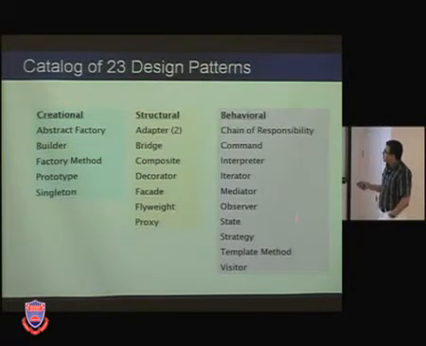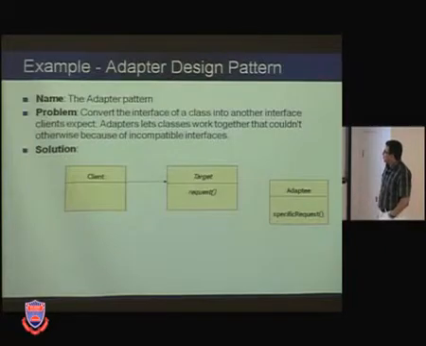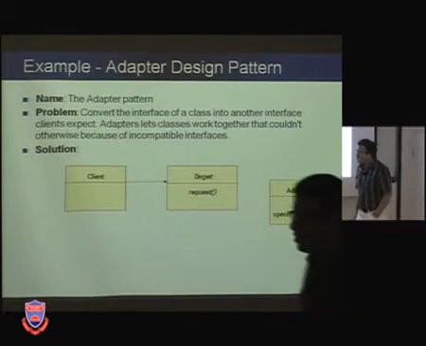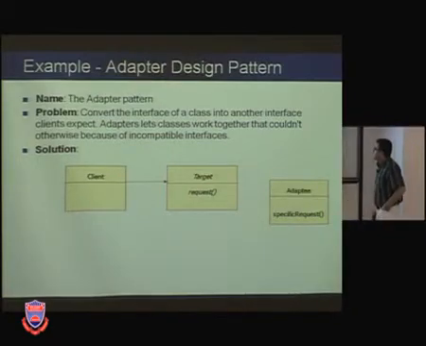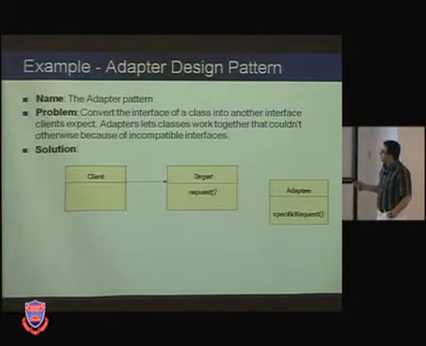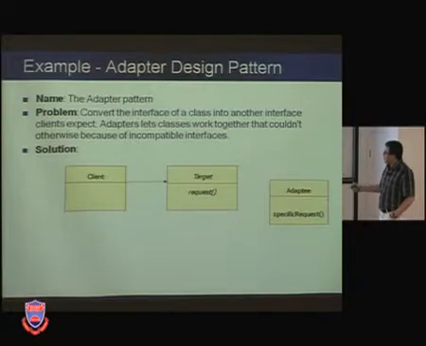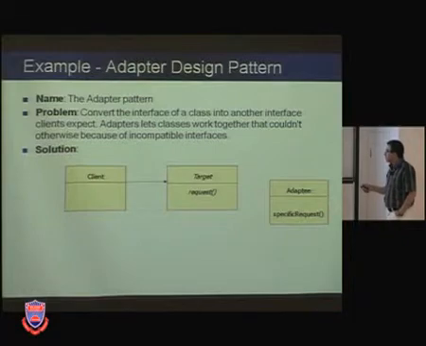These are the 23 design patterns in this book. This is an example, the adapter pattern, the problem: convert the interface of a class into another interface that the clients expect. So you have this client that works with some other classes, the target, and the client uses the interface request. There's another component or class which has a different operation. We would like to reuse this, but the client should not be aware of that.